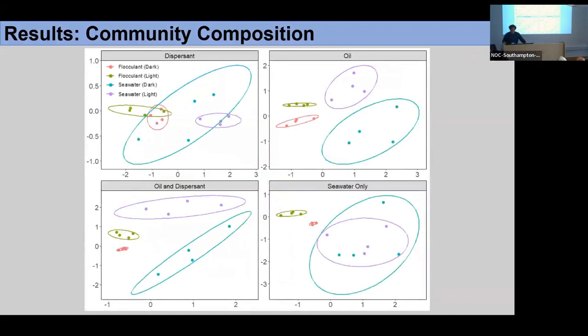When you look a little bit further into this and you split it by treatments, you can see that these treatments with the oil and the dispersant between seawater, flocculants, light and dark are also showing these major differences, which indicates that within this experiment, the presence of oil and the difference in light are the major drivers within these communities themselves, which is really fascinating to see.